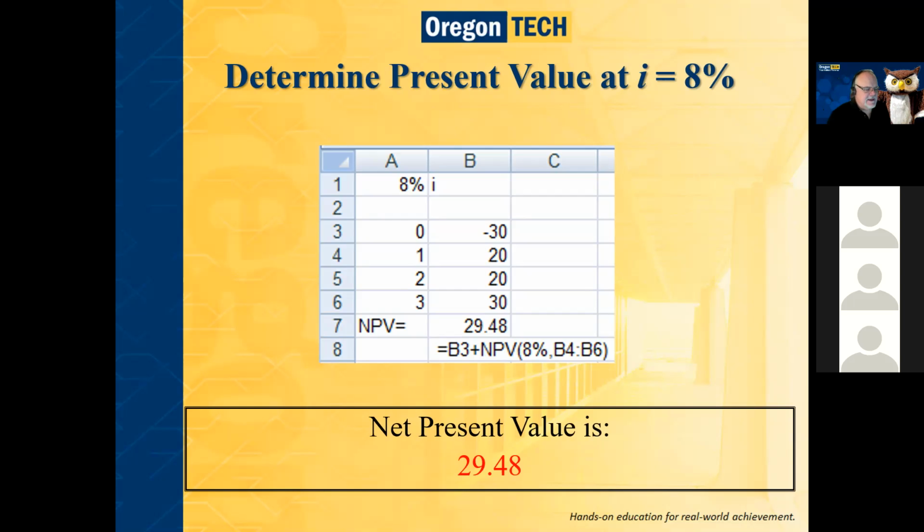Behind the scenes, this net present value function is using the present value function 3 times. Once for year 3, once for year 2, once for year 1. All it's doing is a shortcut, so you don't have to do present value 3 times. That's what's going on behind the scenes in the programming. It's still present value calculations.